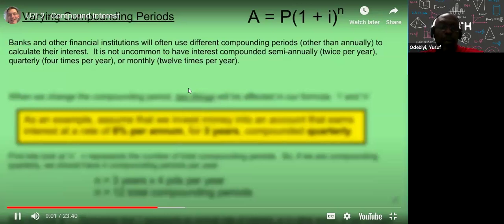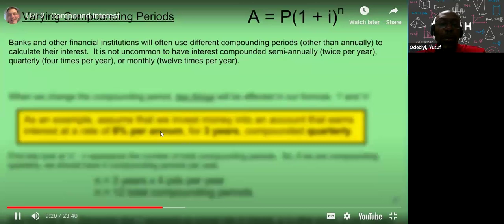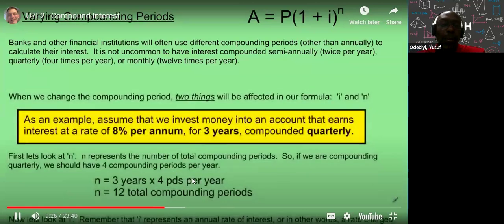In the real world, it's not quite as easy. What we can do with compound interest is vary how often the money is compounded. It's not necessarily compounded every single year. So banks and other institutions use different compounding periods other than annually. A lot of times you'll see semi-annually, which means twice a year, quarterly, monthly, and sometimes they'll use weekly or even daily.